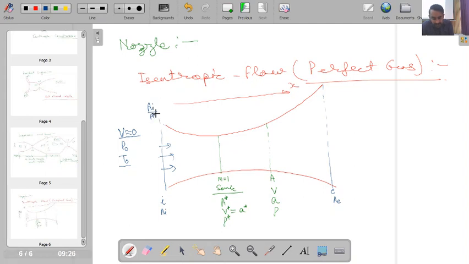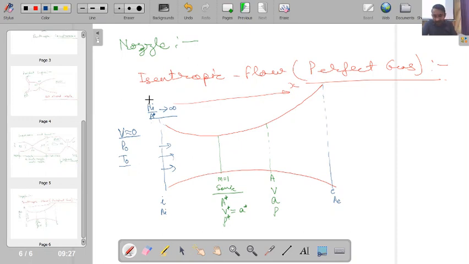This is the reason if I have to define the ratio of A i by A star, where A star is the minimum area, and A i is just at the inlet or just outside the inlet, I have a huge amount of area from where actually fluid is entering. So I can assume this ratio of A i by A star is something which is approaching infinity. Then only I can give this assumption of V nearly equal to 0. Is this one clear?